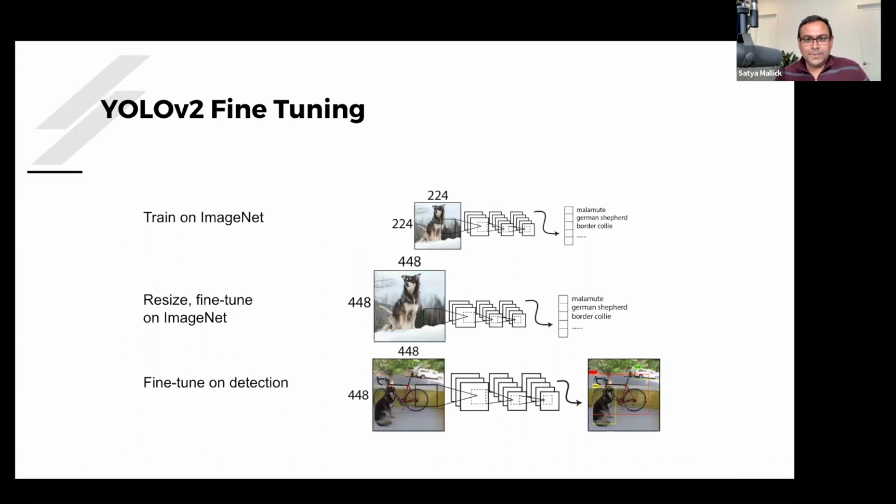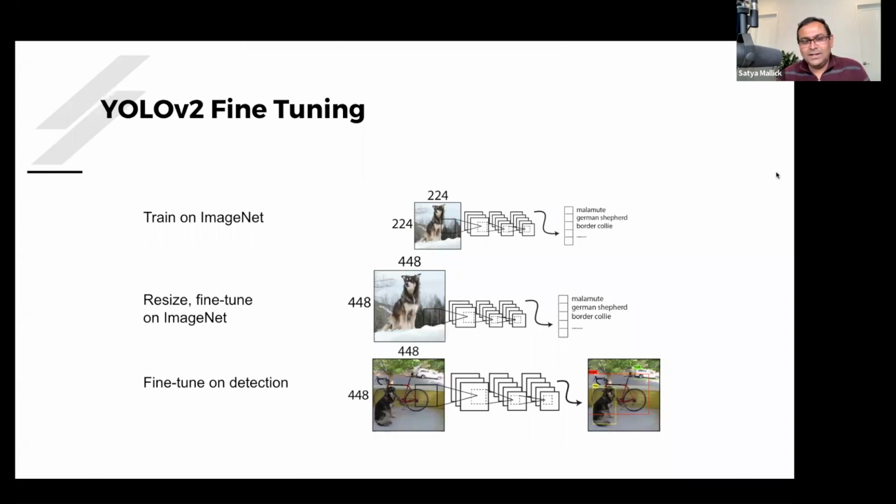If you fine-tune, again, you train it on 224 by 224 ImageNet images, and then resize the images and fine-tune for a few epochs, like they used 10 epochs. And then you can forget about the classification part and focus on object detection. This simple 2-step process actually gave them, as far as I can remember, a 3.5% increase in accuracy. And accuracy is measured in mean average precision. So that number increased by 3.5%, which is a huge jump.